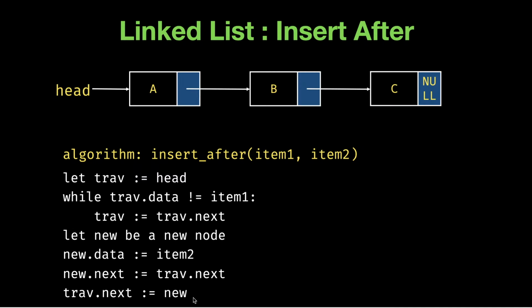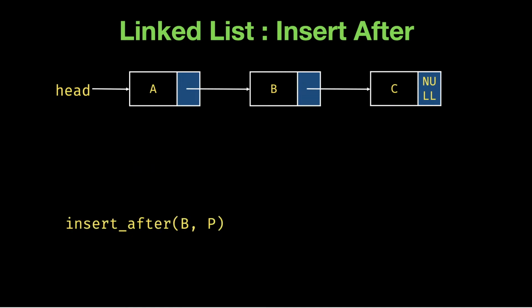Actually, if we see this visually, you will have a very clear understanding. Let us say I want to insert p just after b. First of all, we have to traverse through the entire linked list to search for b. So I create a new pointer trav which points to the head. Does this node contain b? We are searching for b first. No, it doesn't, so we go to the next node. Does this node contain b? Yes, it contains b. So we stop here.